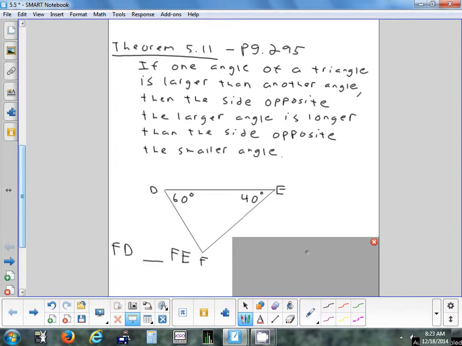Go ahead. FD is less than FE? Yeah. FD is across from a 40-degree angle. FE is across from a 60-degree angle. FE is across from a bigger angle. It's going to be a bigger side. FD is going to be the smaller side. So let's write it like that.